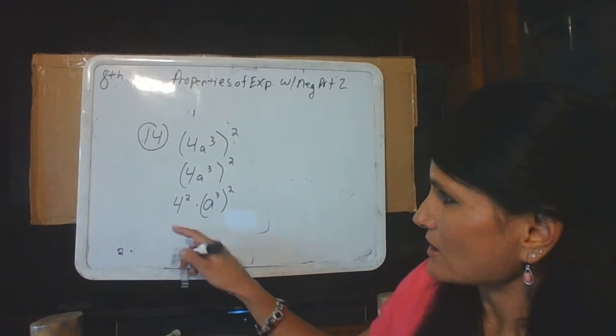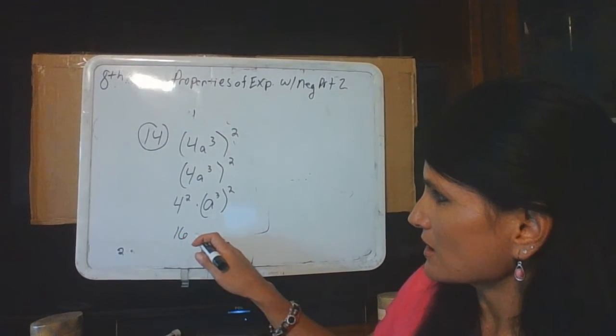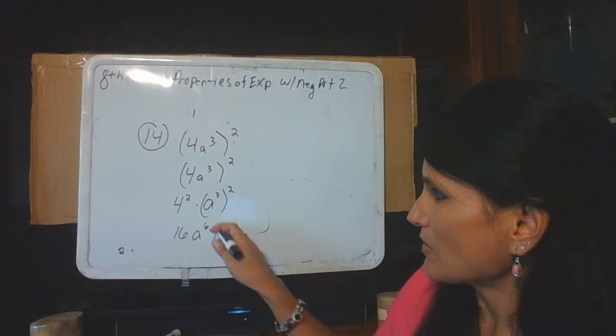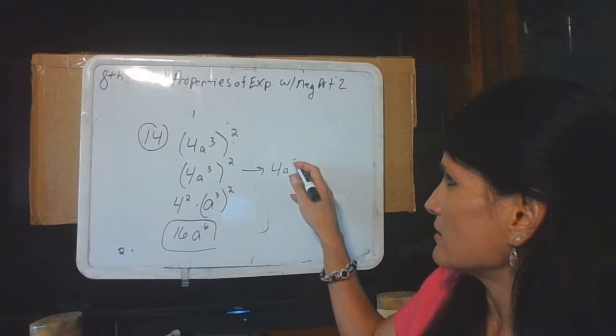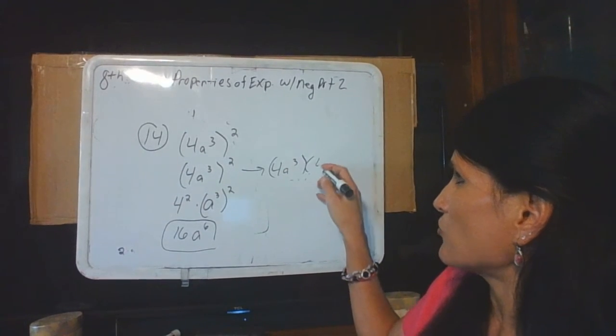So then this is going to be 4 squared is 16, a to the 6th power. Or if you wanted to write it the other way that I did, it would be 4a to the 3rd times 4a to the 3rd.